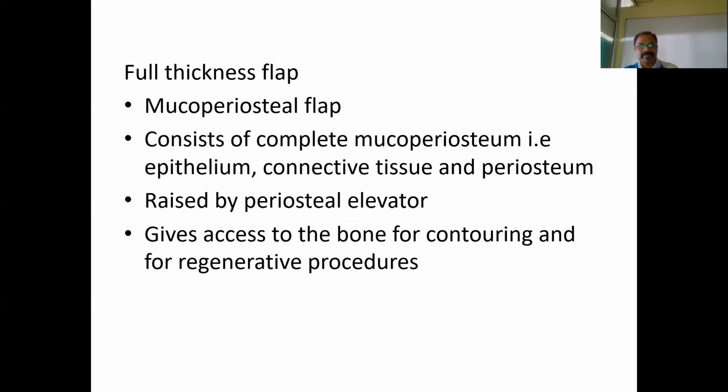The first one is, as I said, depending on the exposure of bone after you reflect the flap. There are two types: a full thickness flap and a partial thickness flap. Let us see the first one, the full thickness flap. A full thickness flap is also called a mucoperiosteal flap.